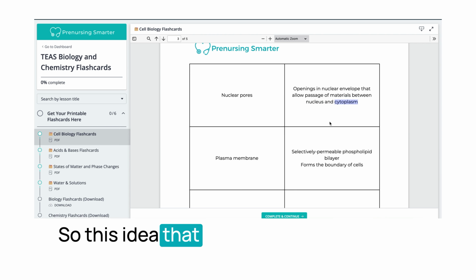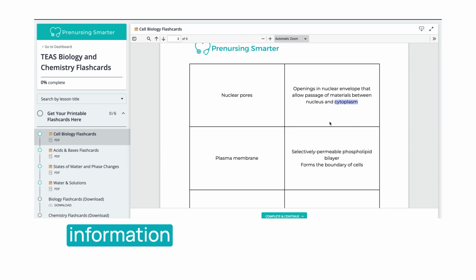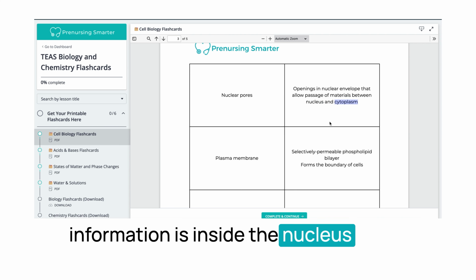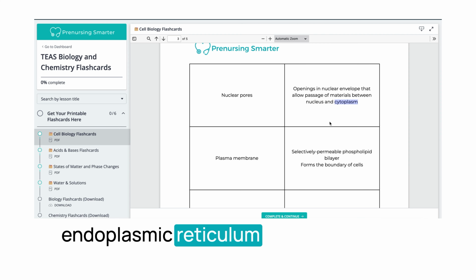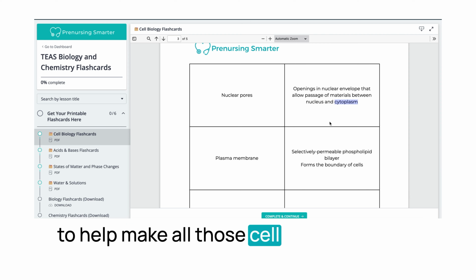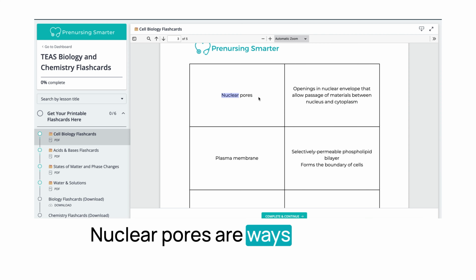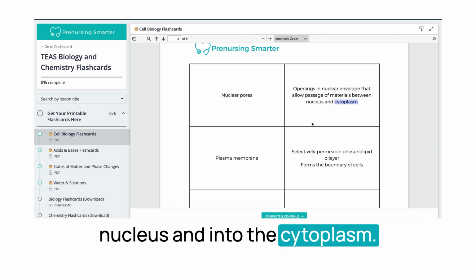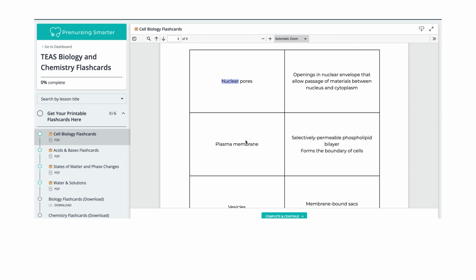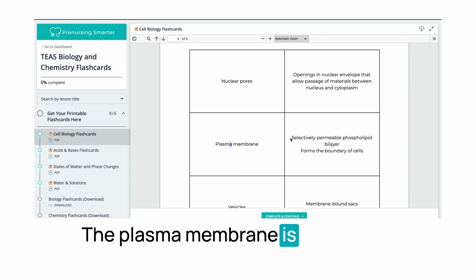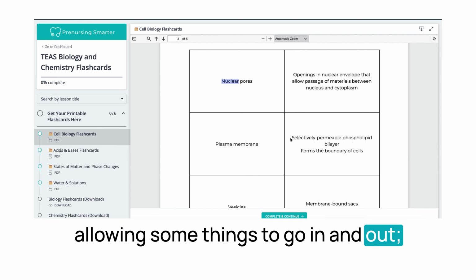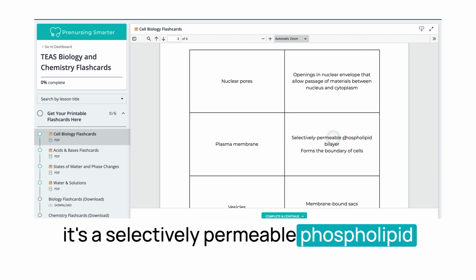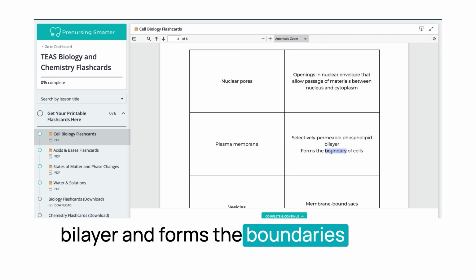So this idea that all the important genetic information is inside the nucleus of the cell, it needs to send messages out to the endoplasmic reticulum to make proteins, to help make all those cell building blocks. So nuclear pores are ways that those messages can get out of the nucleus and into the cytoplasm. The plasma membrane is selectively permeable, so thinking of that idea, allowing some things to go in and out. It's a selectively permeable phospholipid bilayer and forms the boundaries of cells.